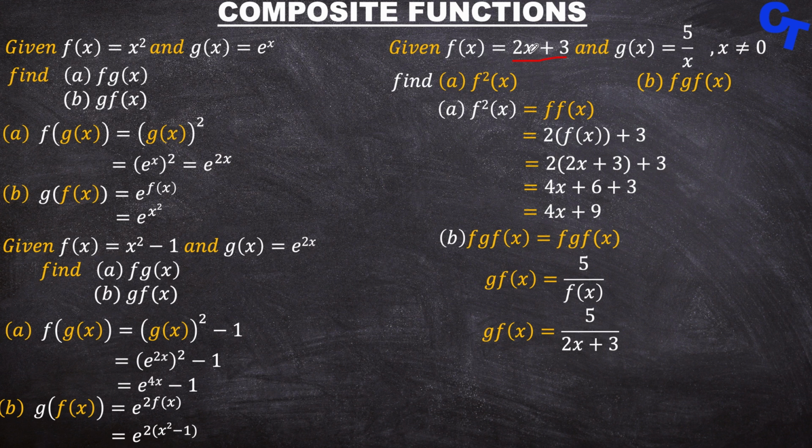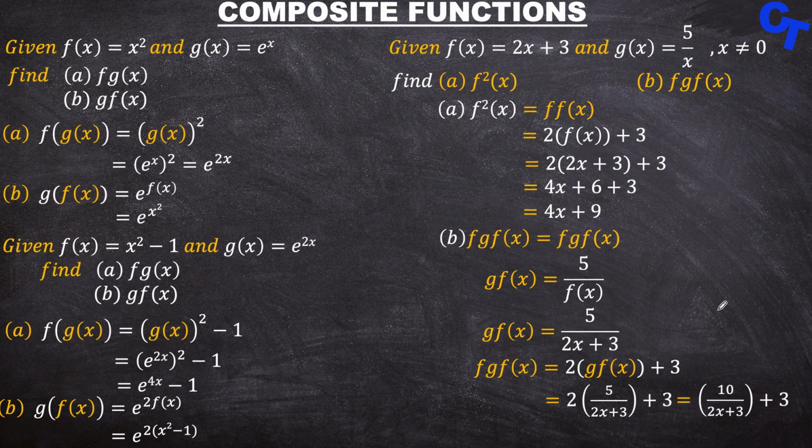So we're going to have 2 gf of x right here. Okay, so let's do that. We're going to have 2 gf of x plus 3. We have nothing to worry about here. So let's just simplify and substitute it. So we're going to have 2 times 5 over 2x plus 3 and plus 3. So I'm just going to say 2 times 5 is 10. I think that is good. We can leave it in this form if you want, or we can simplify it and make it a single fraction. It doesn't matter. So that's all for the composite functions.